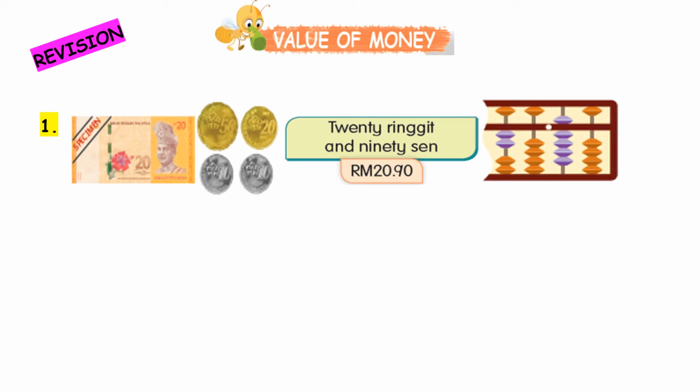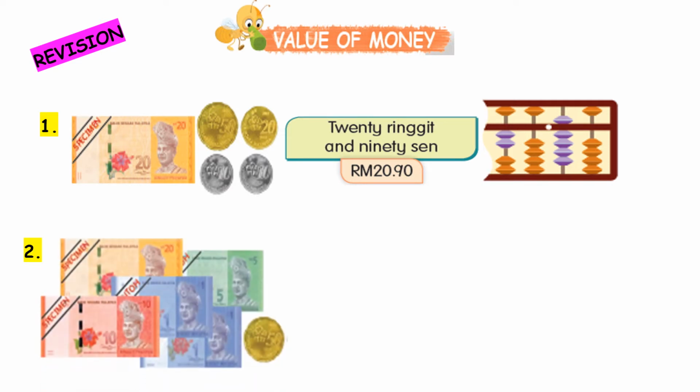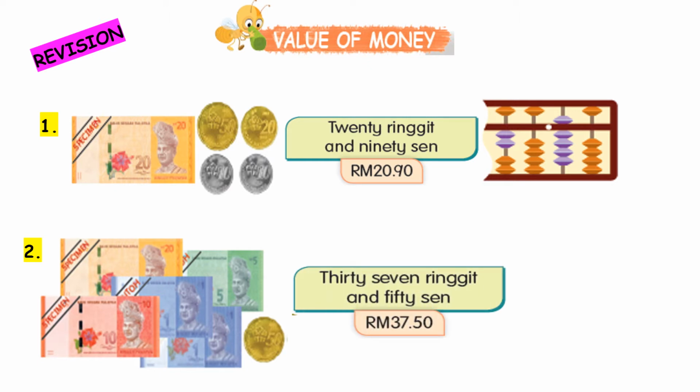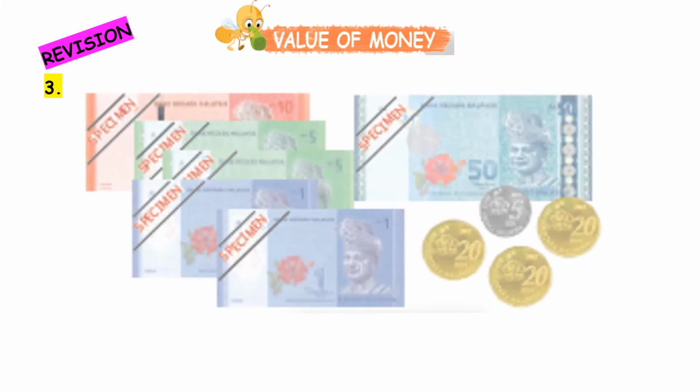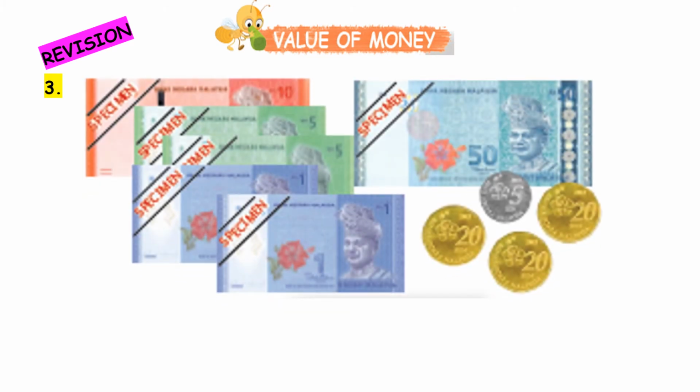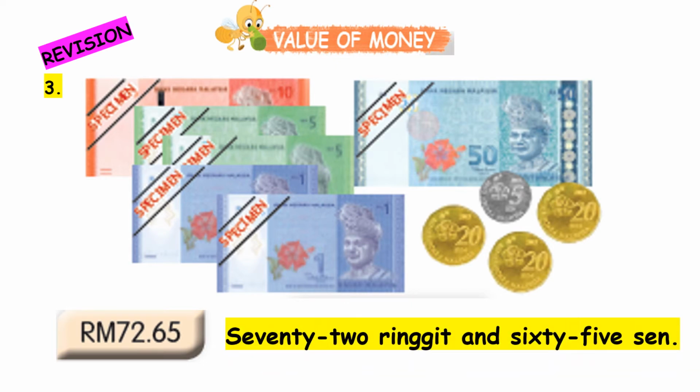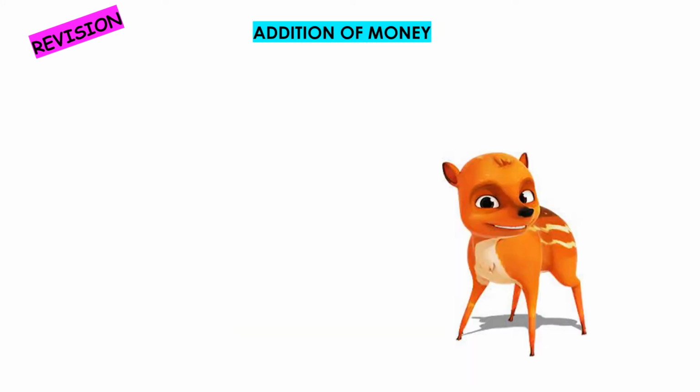This is the abacus that shows the value of 20 ringgit and 90 cent. And then the second one, what is the value of the combination of this money? 37 ringgit and 50 cent. This is the abacus that shows the value of 37 ringgit and 50 cent. Next, how about this one? The total of the money is 72 ringgit and 65 cents.